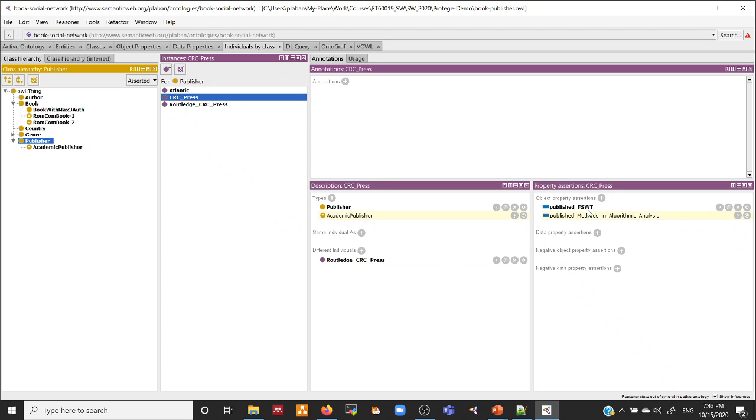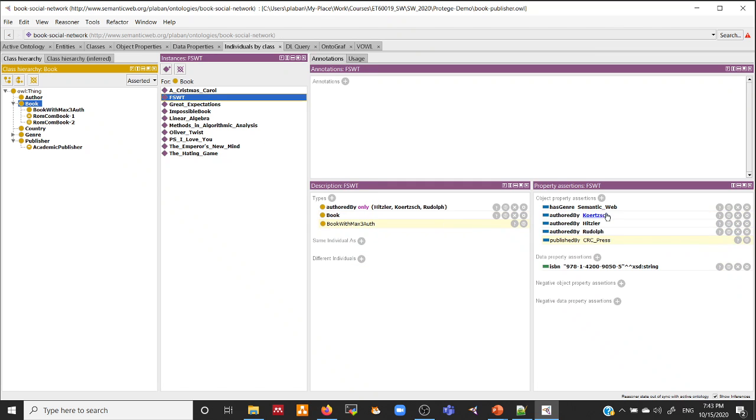Now we need to check whether this FSWT is belonging to the academic genre, right? Now let us go to FSWT book. FSWT has got genre to be semantic web, and the semantic web, you know that it is belonging to the academic domain. So this is coming out to be good, right?